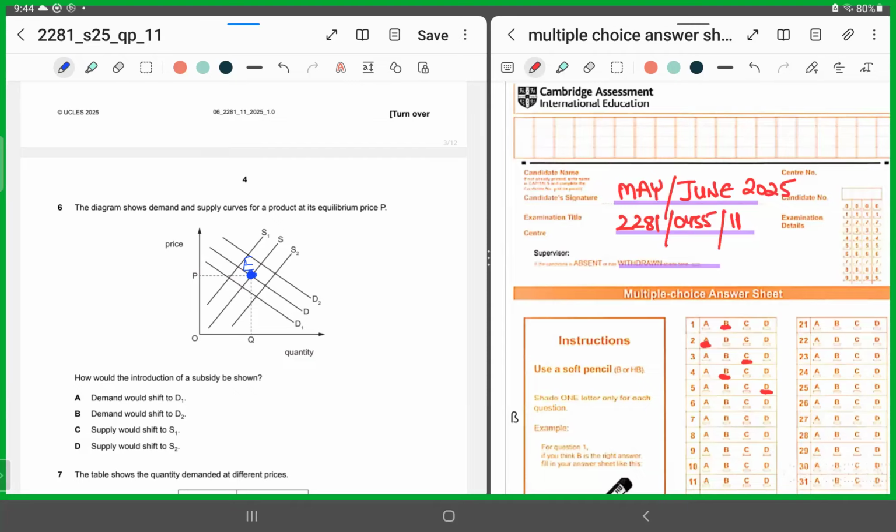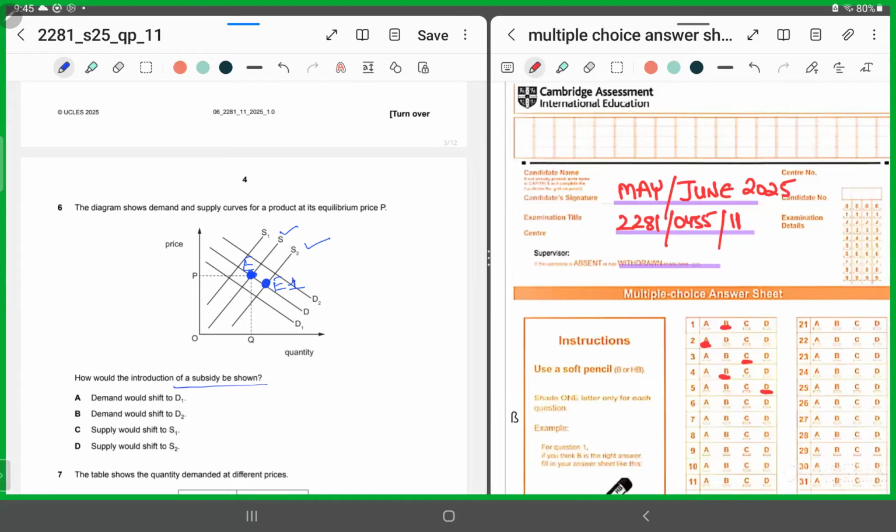Now, what's the question asking? How would the introduction of a subsidy be shown? If a subsidy is given, we all know that the supply curve would shift. The supply curve would shift outwards towards the right. So if initially the supply curve was S, now the new supply curve would be S2. However, we would be on the same demand curve. So keeping on the same demand curve, this would be the new equilibrium now. Let's call it E1.